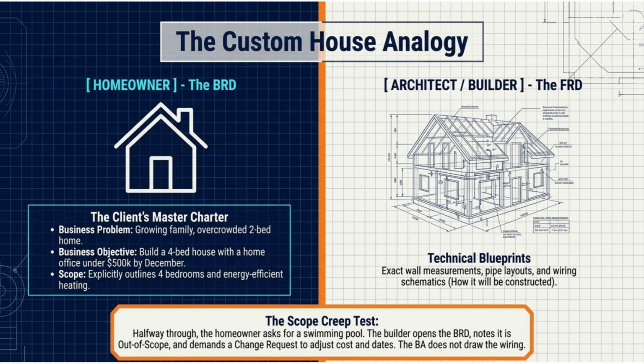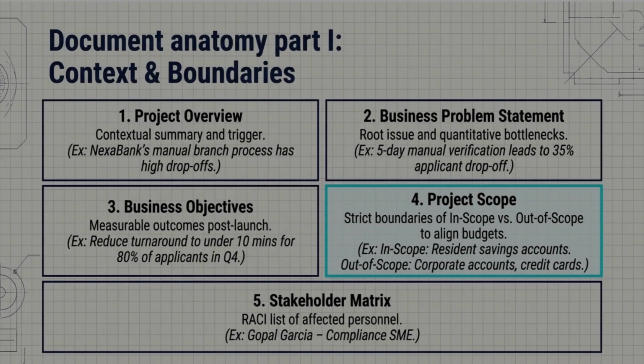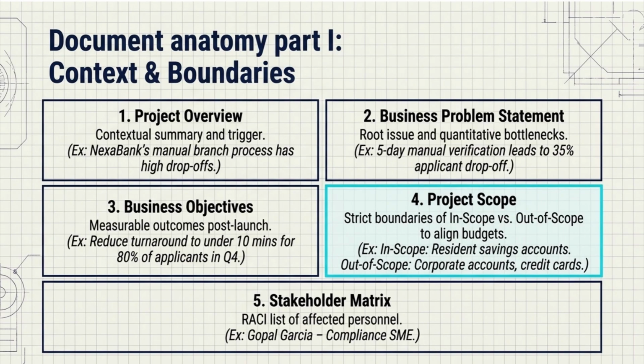To understand the difference between a BRD and an FRD, consider the custom house analogy. The homeowner provides the master charter, BRD, specifying the problem and budget. The architect creates the technical blueprint, FRD, defining wall measurements and layouts. When new feature requests arise, the builder checks the BRD, marks them out of scope, and requires a formal change request. A BRD structure contains 2 key parts.